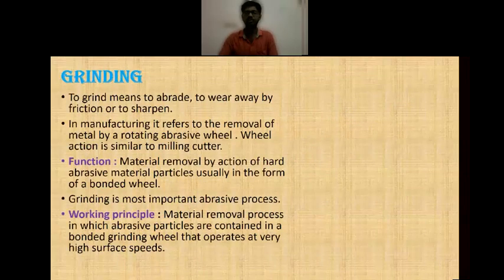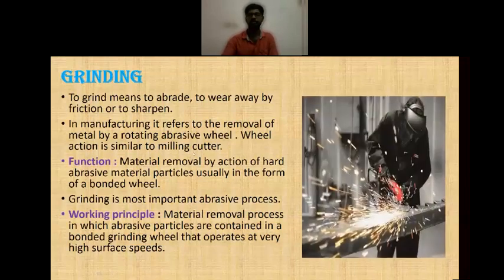Let me start with the general information on grinding operation. In manufacturing process, grinding refers to the removal of metal by a rotating abrasive wheel. As grinding is the most important abrasive process, there is a video on various grinding operation.